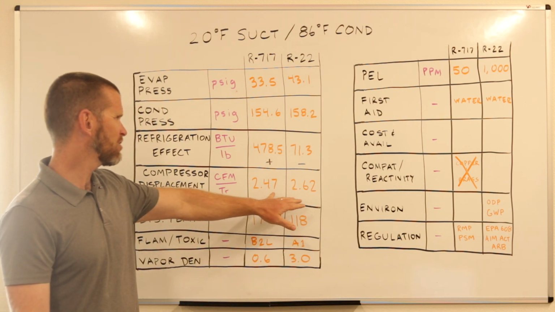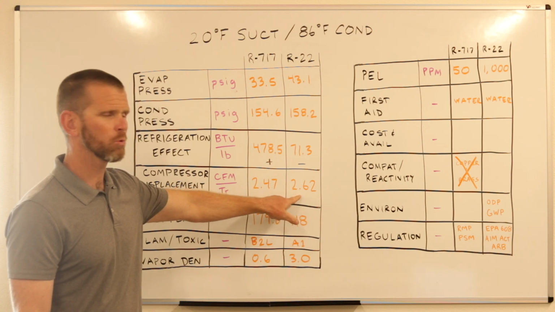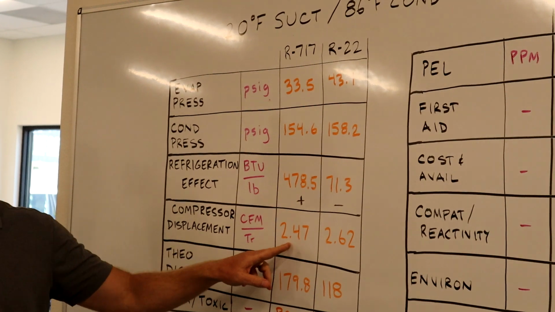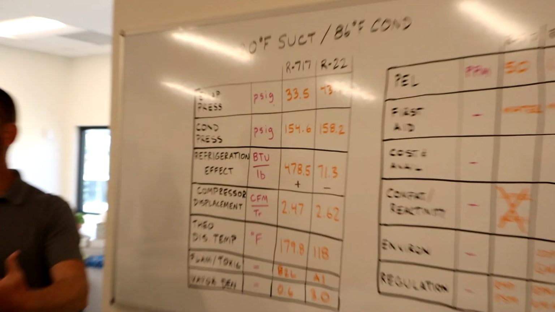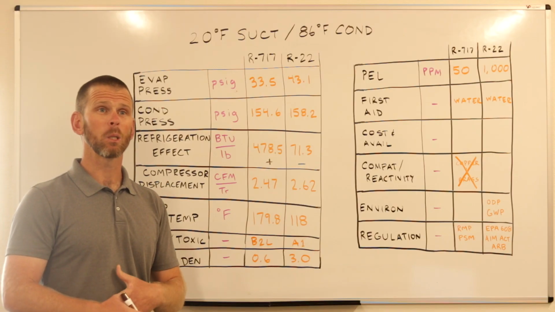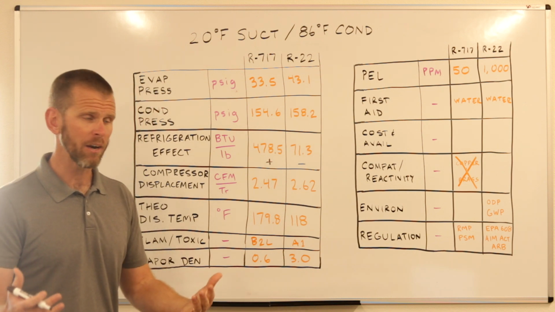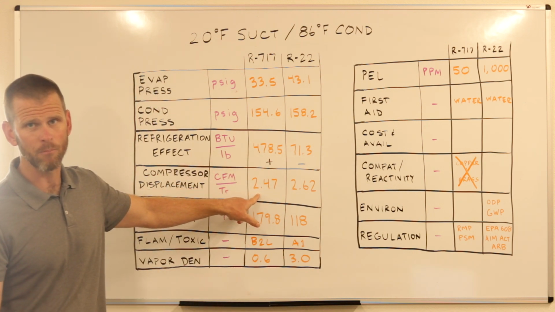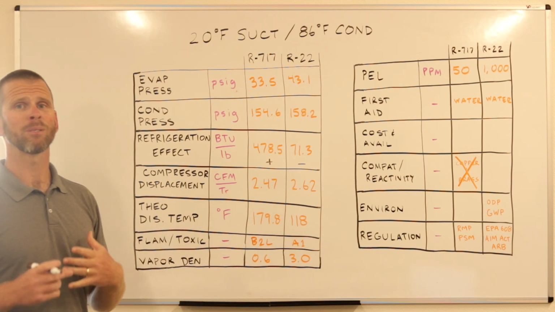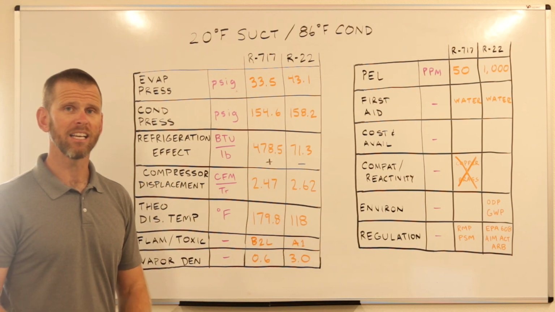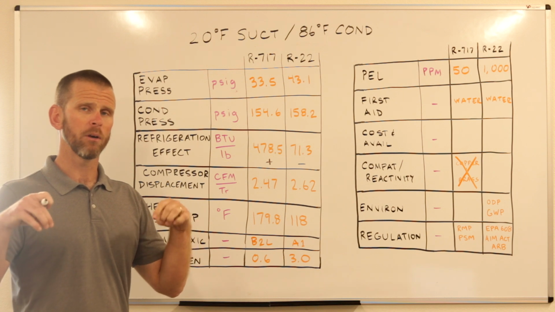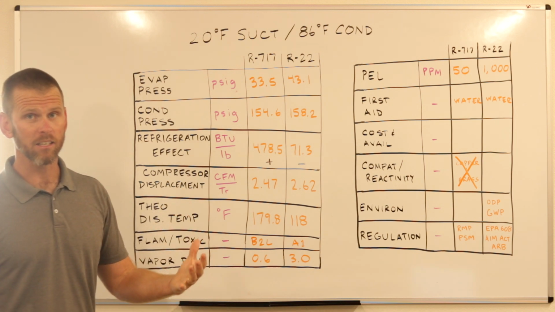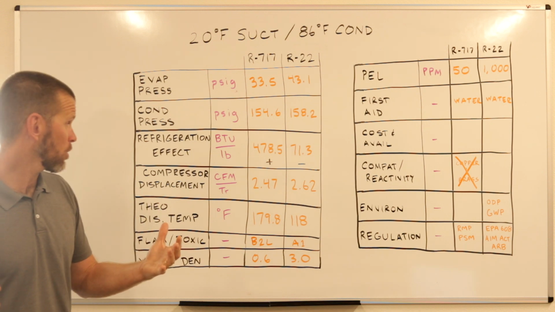And now you can see these values are very similar to each other, with the R22 system being slightly higher, 2.62 compared to 2.47 for ammonia. Lower numbers are better, right? The less CFM we have to provide, the better. But comparing to the refrigeration effect, these are nearly the same, which points to the fact that the specific volume of ammonia is very, very large compared to R22. In other words, ammonia vapor takes up a lot more space than R22.